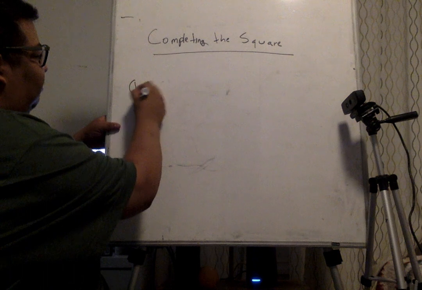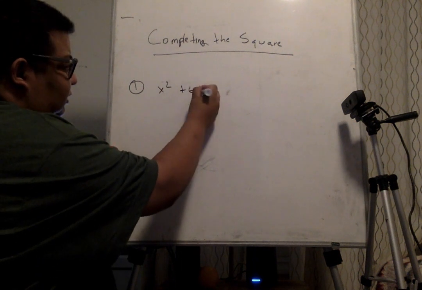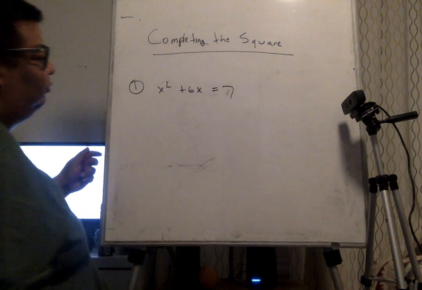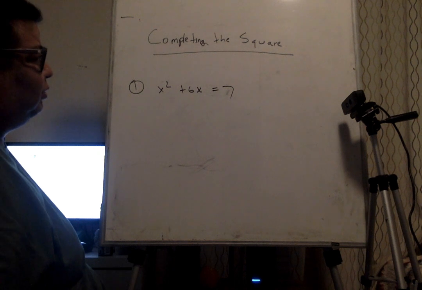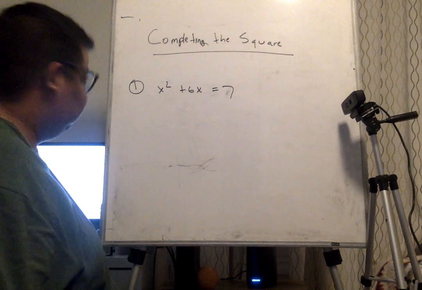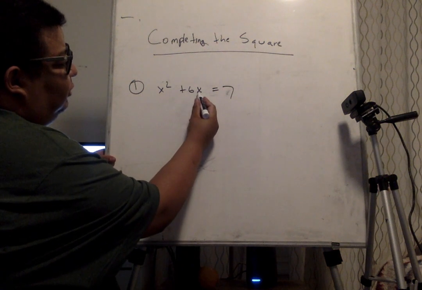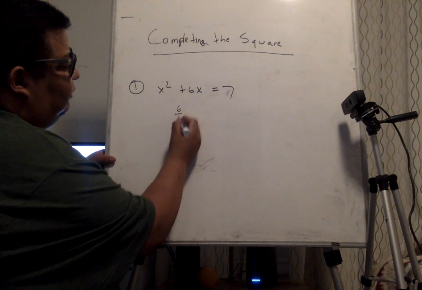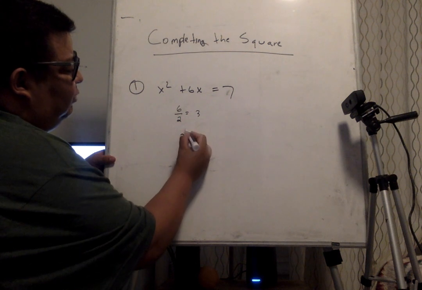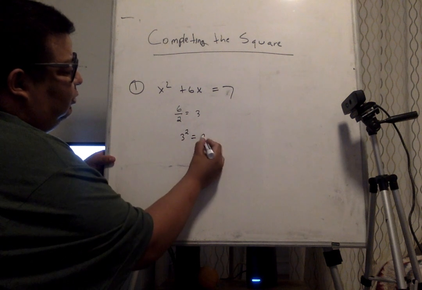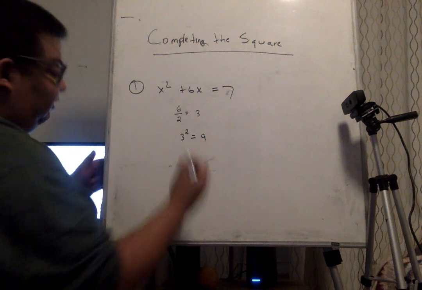In our first example, we're going to have x squared plus 6x equals 7. So the way you do this completing the square method is by doing this. You take the coefficient of your x term. You have 6, you divide it by 2, that is 3, and then you square your 3, so that would be 3 squared equals 9, and that you have to add to both sides.